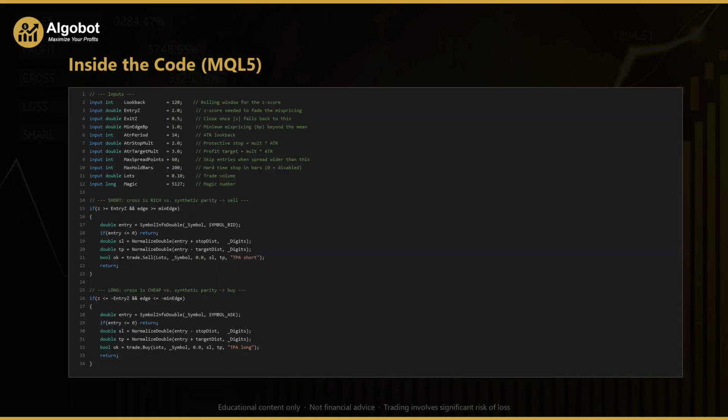The long block is the mirror image. If Z is less than or equal to negative EntryZ, and edge is less than or equal to the negative minimum edge, the cross is cheap. It reads the ask price, places the stop below entry, the take profit above entry, and calls trade.buy. Notice how both the stop and target distances are simple multiples of the average true range, so protection adapts to current volatility. That's the whole engine in a few lines. This is educational only, not a recommendation.